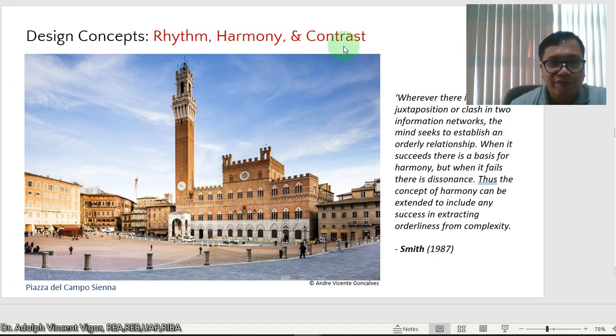If you look at this picture, you could also see the design concept of rhythm, harmony, and contrast. You could see that there's rhythm, there's repetition of the same windows. There's also contrast of different elements. But when you look at it as a whole, it is also harmonious in design. So this is the Piazza del Campo in Siena.